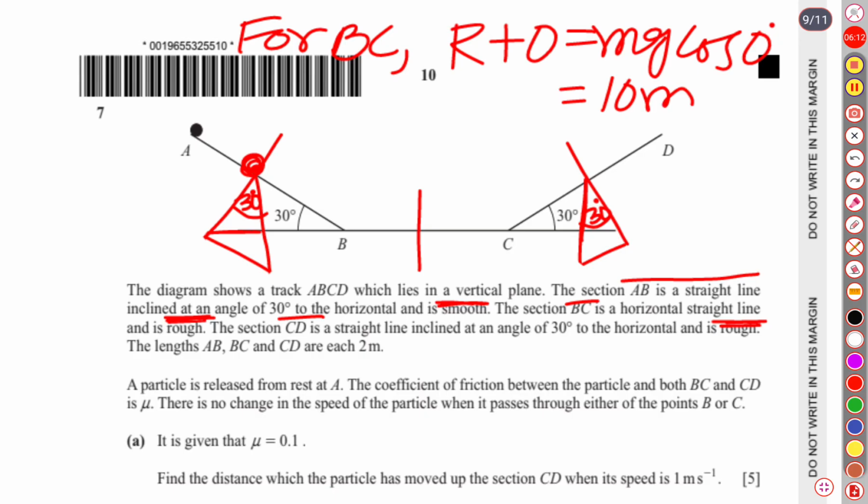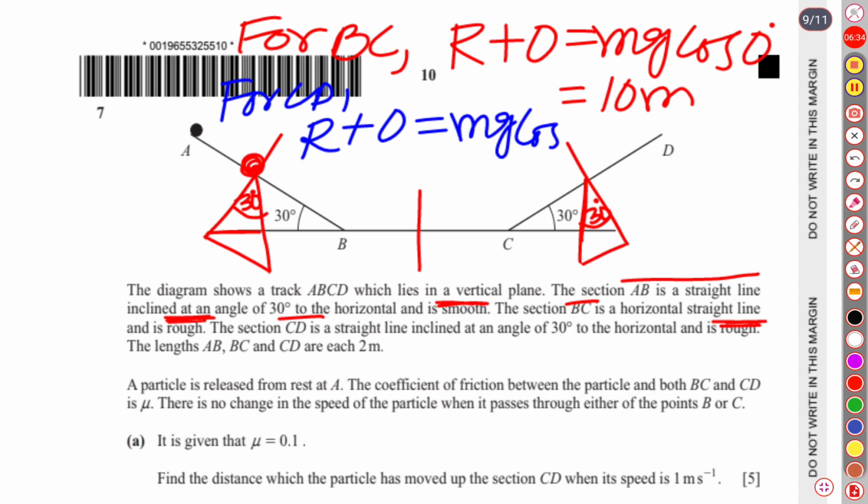And for the second one, for CD, if we calculate R plus 0, because there is no upward force acting on the particle, but the downward force is mg cos how much? Cos 30 degrees.